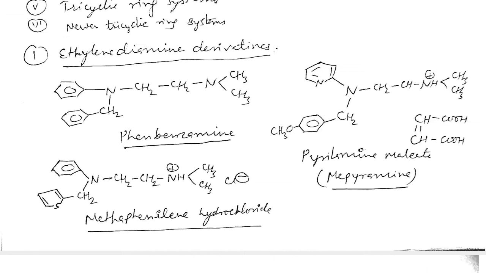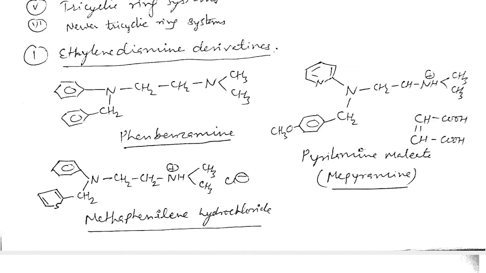Because it is a tertiary amine, it is basic in nature, so it will gain hydrogen ions, H plus, protons. That's why, to neutralize the basic character, we have to convert it into a salt of maleic acid, meaning maleate. So pyrilamine maleate is another ethylene diamine derivative. That is the chemistry we have discussed.